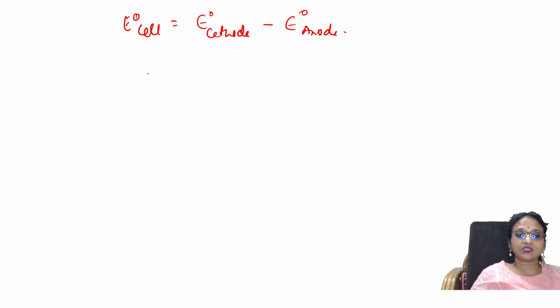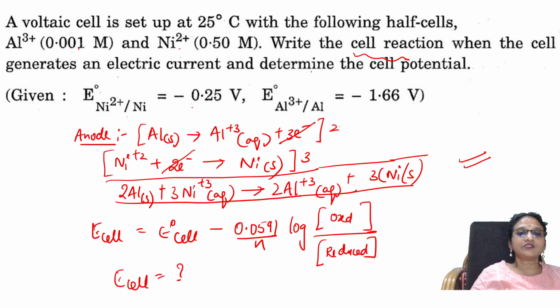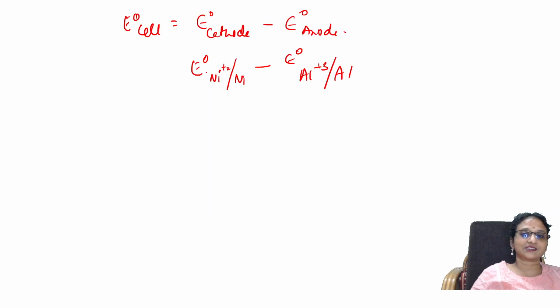So what is the cathode here? In this case, it is nothing but nickel. So E naught nickel plus 2 by nickel minus E naught Al plus 3 by Al. Correct, now students? The value given to us for nickel is minus 0.25. Aluminium is minus 1.66. So substitute the values here: minus 0.25 volts minus of minus 1.66 volts.